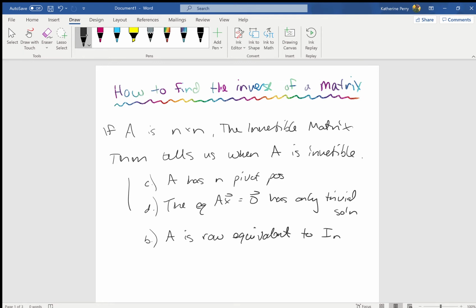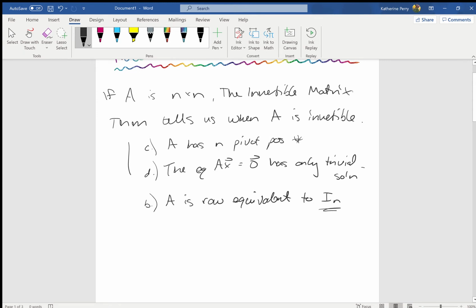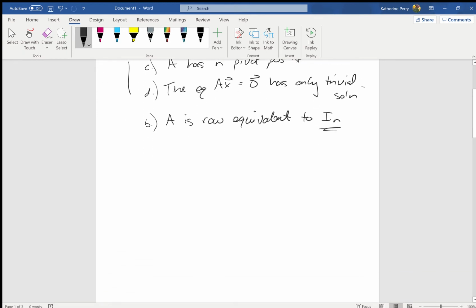Both of these involved taking my matrix A and putting it in reduced row echelon form, or at least starting the process, and then determining that it had n pivot positions, which meant that we could continue reducing it to the identity matrix. Okay, so that tells us how to tell if a matrix is invertible, but what if we know that a matrix A is invertible? Then how do I actually go about finding that inverse?